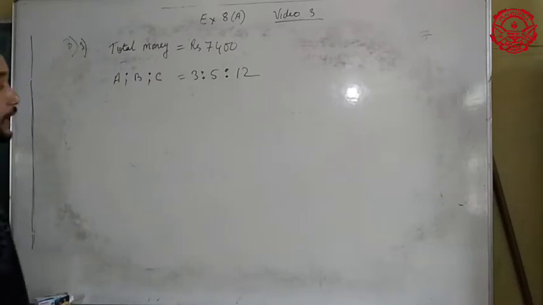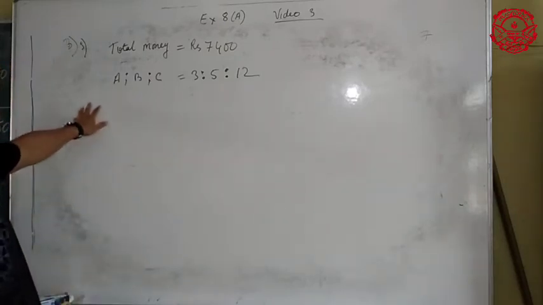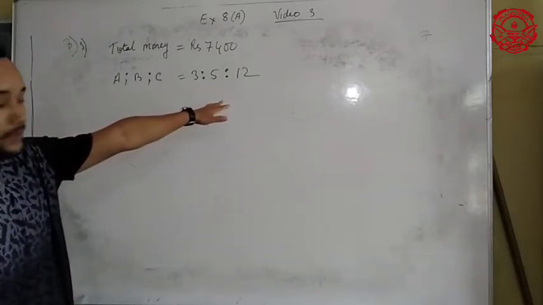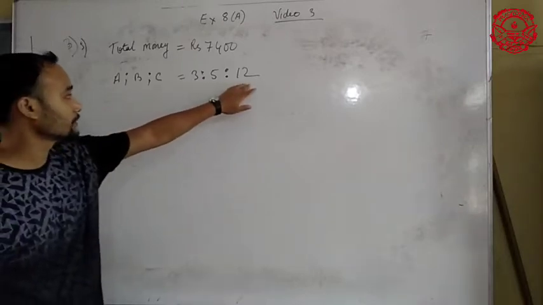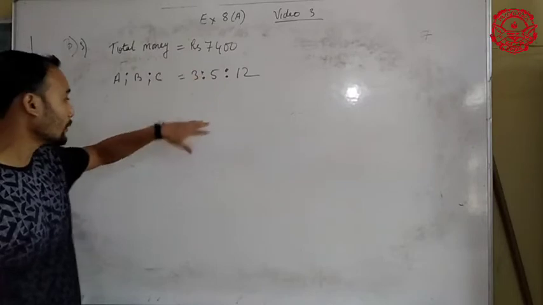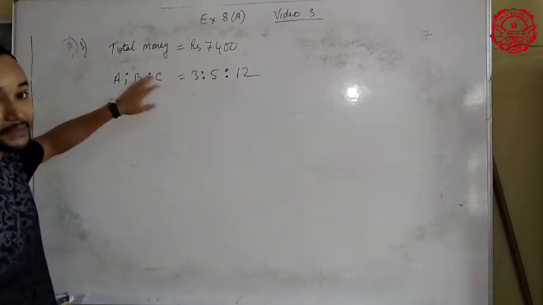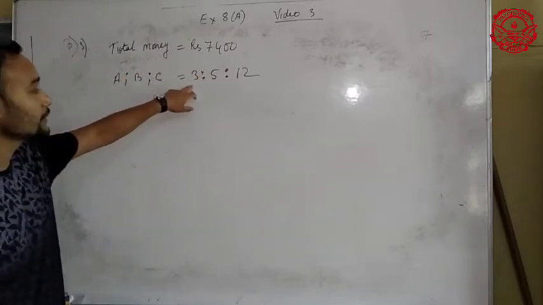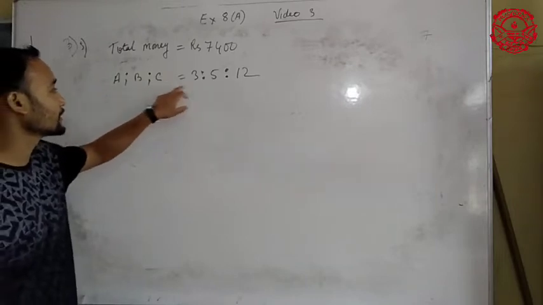How have we done it earlier? We'll calculate the total parts. Total parts will be 3 plus 5 plus 12, which is 20. Out of 20 parts, A is getting 3 parts, B is getting 5 parts, and C is getting 12 parts.